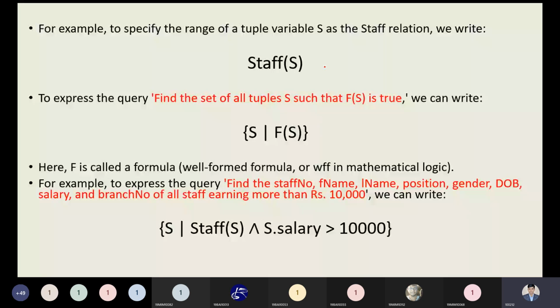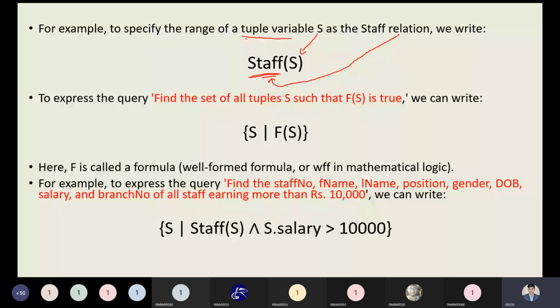So for example, to specify the range of a tuple variable s and of the stub relation. Now what is a tuple variable s? Please keep in mind, this is the stub relation. Stub is a relation and s is the tuple variable. So you have to keep that in mind.